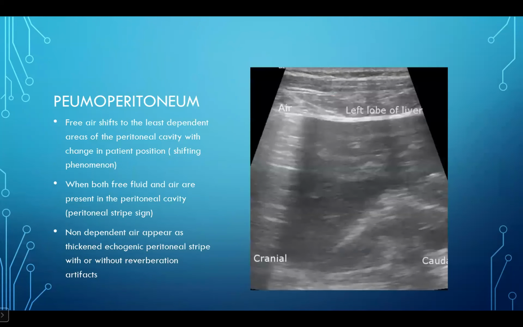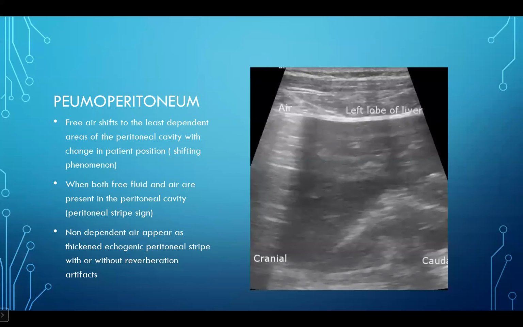Also, on FAST scan, we can detect pneumoperitoneum. The free air shifts to the least dependent area of the peritoneal cavity with change in patient position, which is called the shifting phenomenon. When free air, free fluid, and air are all present in the peritoneal cavity, they produce the peritoneal stripe sign.